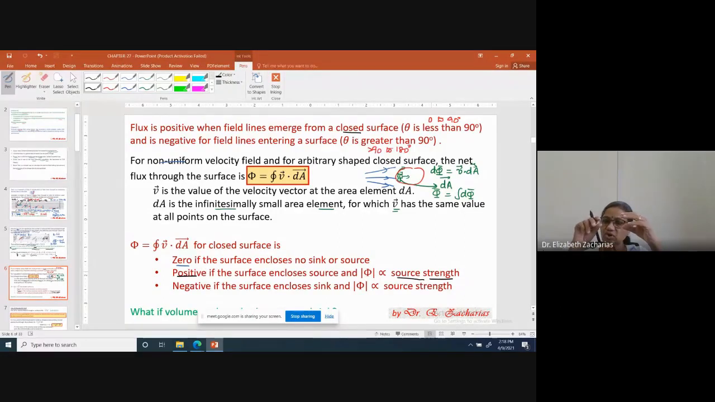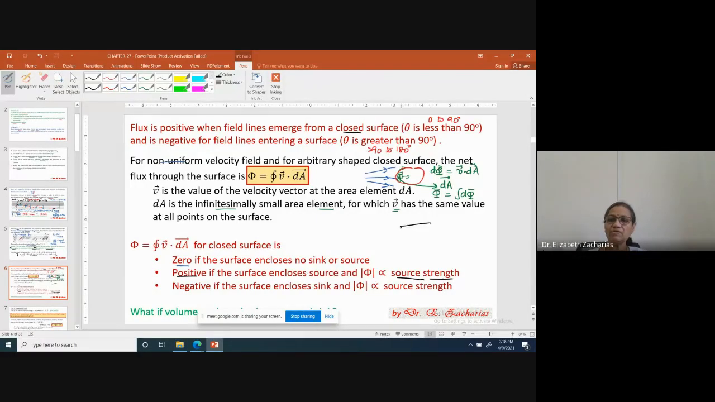If the source is going to give out 1 liter per second, the net will be 1 liter per second. Following that? So it depends on the source strength. The net flux will be proportional to the source strength. Instead, if the source is going to give out 5 liters per second, then the net flux will be 5 liters per second. So you can say that the net flux will be positive and it will be proportional to the source strength.